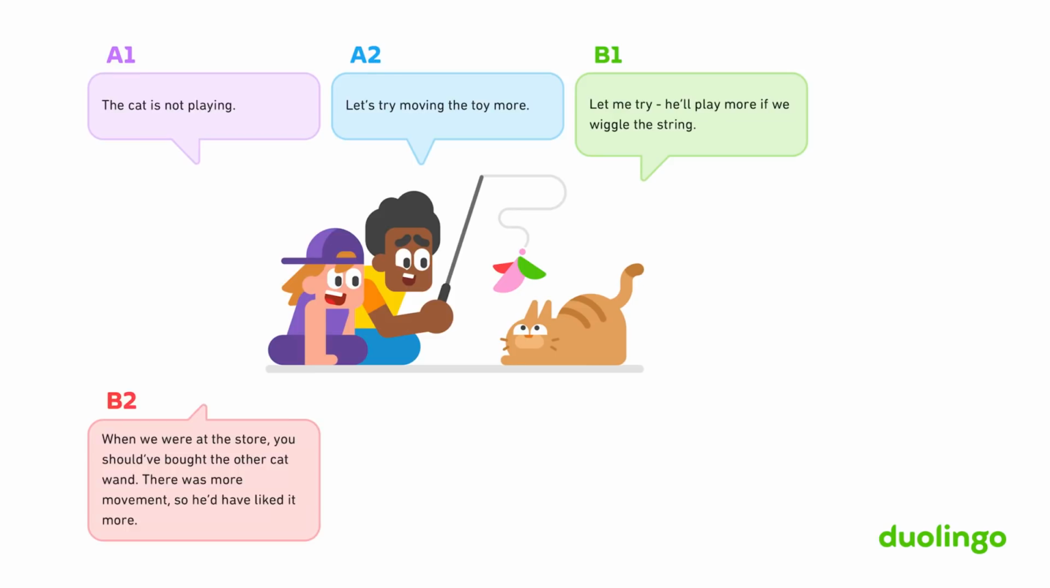At the B2 level, we might hear, when we were at the store, you should have bought the other cat wand. There was more movement, so he'd have liked it more. Getting wordier here, more complex grammatically, and then we get to C level, C1. Let's ponder some of the factors that have gone into the cat's decision not to play with the toy.